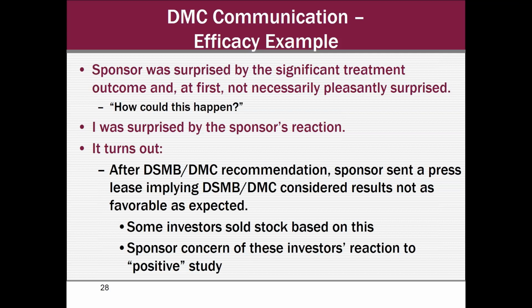Now, as I sometimes have to ask my wife, did I do something wrong? Okay? I didn't know what to say. So I said, well, what is the problem? It turns out, after the DMC made their recommendation, the sponsor sent out a press release. And the press release said, I took a look at it afterwards, the DSMB recommended an increase of sample size of X to maintain 80% power.